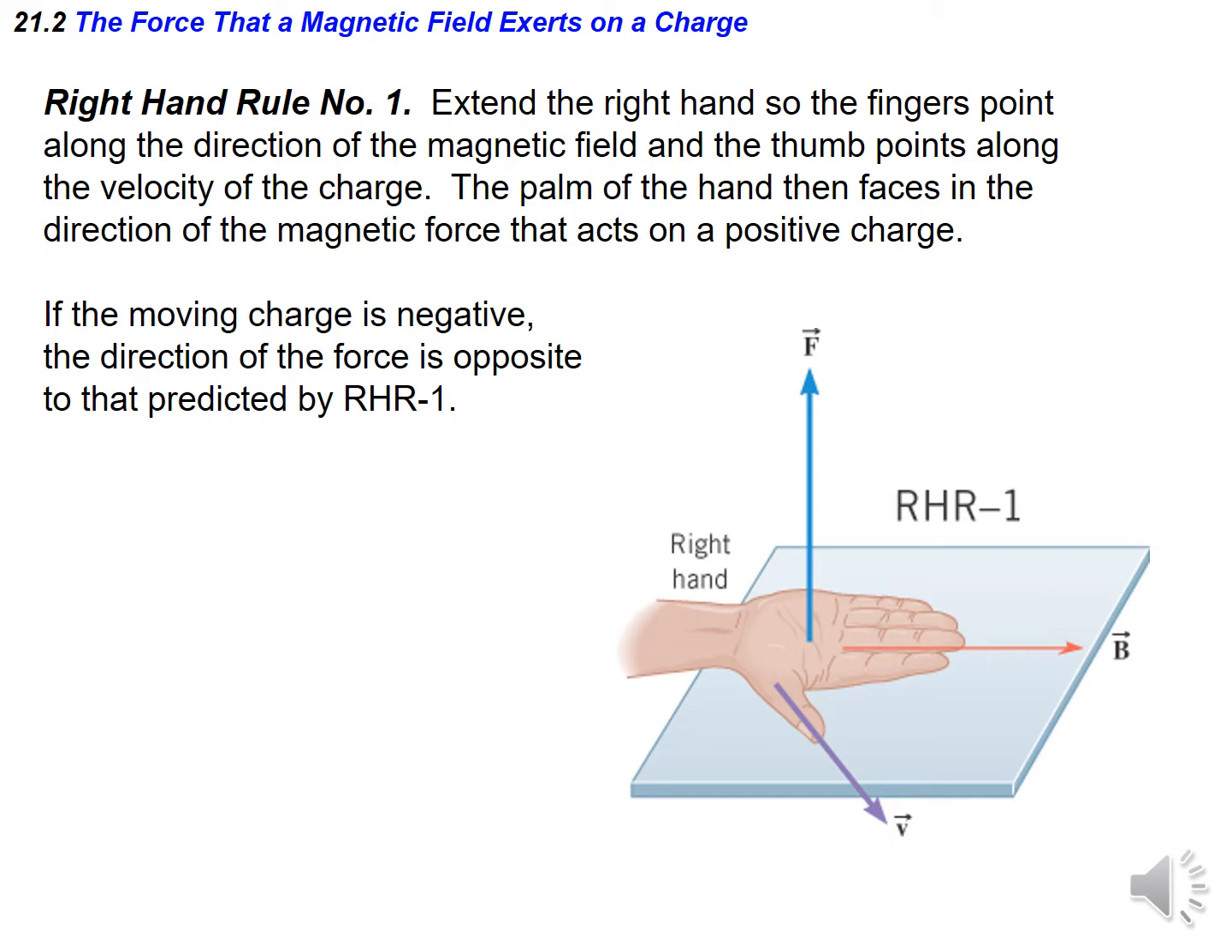In finding the direction of the magnetic force, we're going to use right-hand rule number 1. In right-hand rule number 1, we just need to extend the right hand so the fingers point along the direction of the magnetic field and the thumb points along the velocity of the charge. The palm of the hand then faces in the direction of the magnetic force that acts on the positive charge. If the moving charge is negative, the direction of the force is opposite to that predicted by right-hand rule number 1.